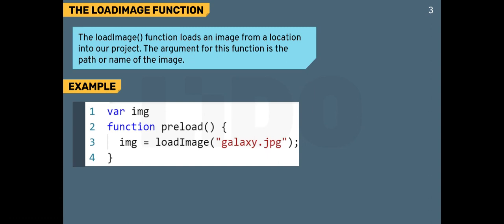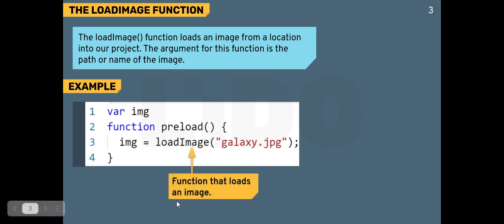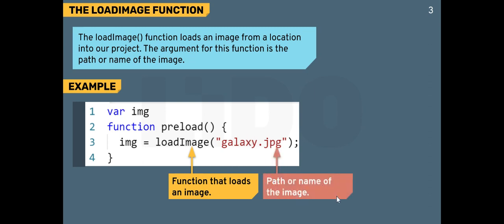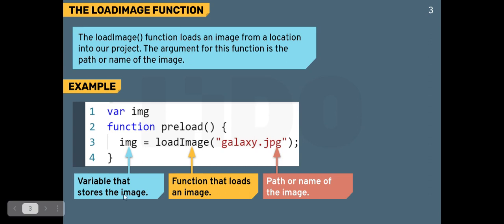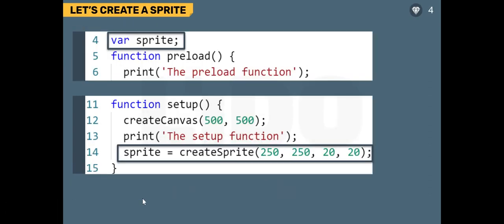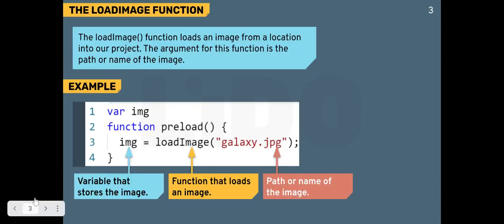Then whenever we use periods, okay, then preload. Let's see an example here. It becomes a function that loads an image, meaning this code helps to load an image. After this, what becomes the pattern or name of the image? The image name is galaxy.jpg. Okay. Now a variable that stores the image. This stores our image. Okay, then let's create and try one time.